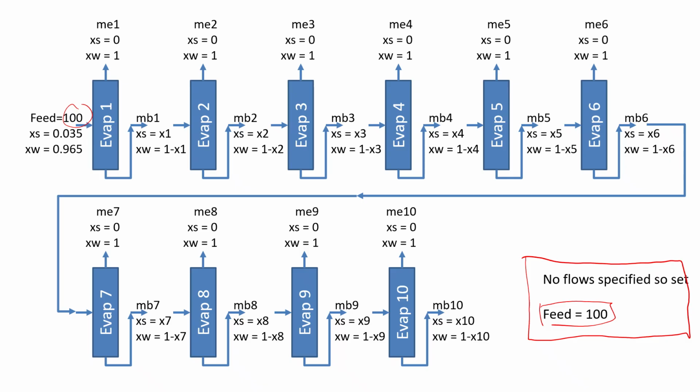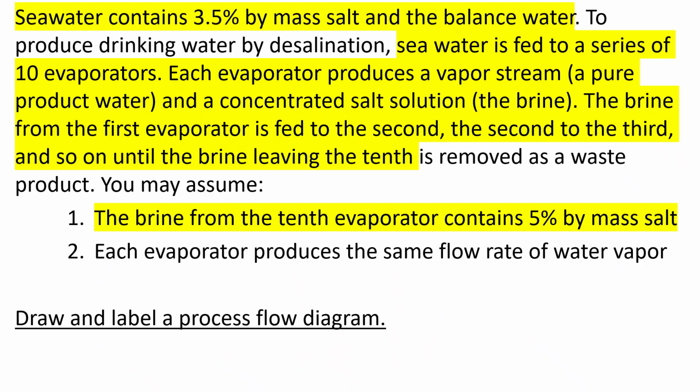Let's go back and reread that problem statement and see if there's additional information we can use. Well, there is, and the very first piece of information is in the yellow right here, that the brine from the 10th contains 5% mass by salt. What that means is that the mass fraction of salt from the 10th is 0.05. So we can put that in our process flow diagram.